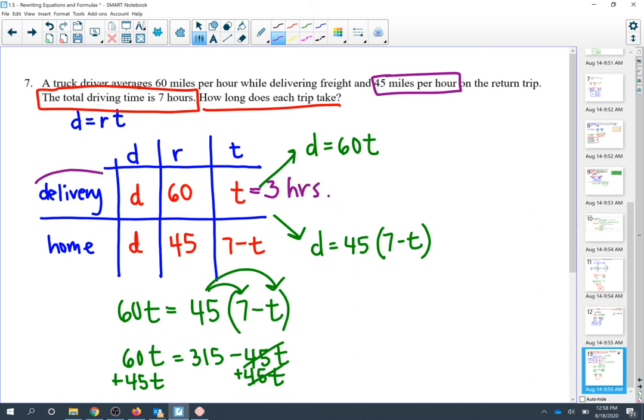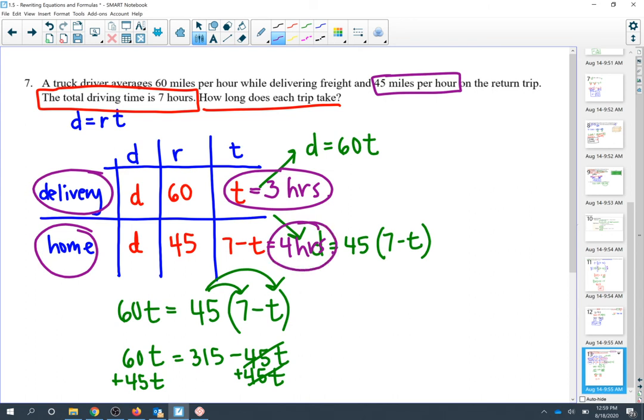So I know my delivery trip took 3 hours, which means 7 minus 3 is 4 hours, which means my home trip on the way back took 4 hours, which makes sense because I was driving 60 miles per hour, which is faster on the way out, so it took me a shorter time. I was driving 45 miles per hour on the way back, which is slower, so it took me more time.